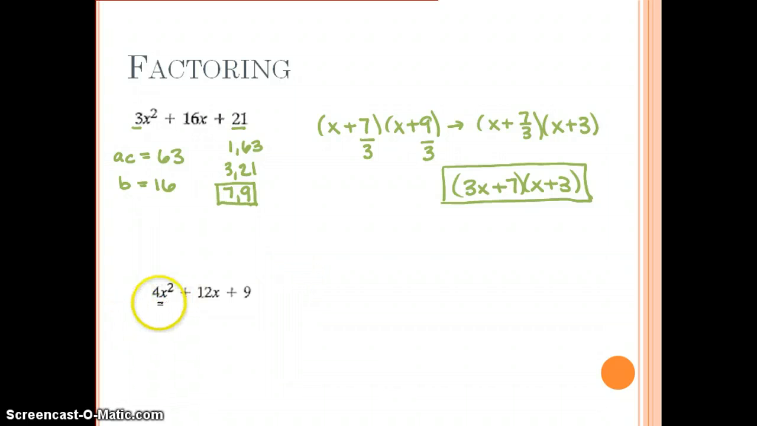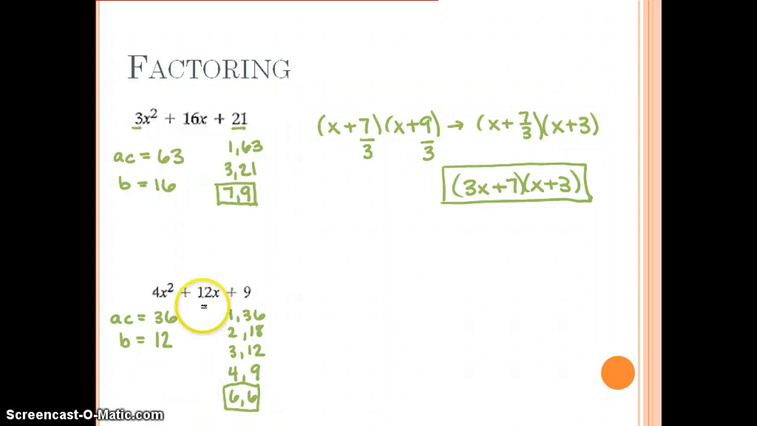So if I double check this next one, I look for GCF. I see no GCFs, so I will do A times C. So 4 times 9 is 36. B is 12. So I'm going to write out all the factors of 36. So 1 and 36, 2 and 18, 3 and 12, 4 and 9, 6 and 6. And so we recognize that this is my one that adds to 12.